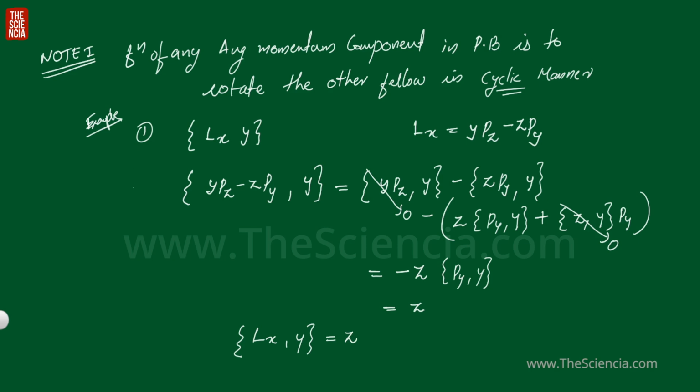Now read note 1. The function of any angular momentum component in the Poisson bracket is to rotate the other variable, that is y, in a cyclic manner. So here it is x, y, then what is the next term? z. That is the cyclic order. So we got the Poisson bracket of Lx, y equal to z.